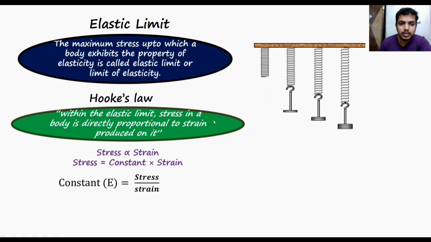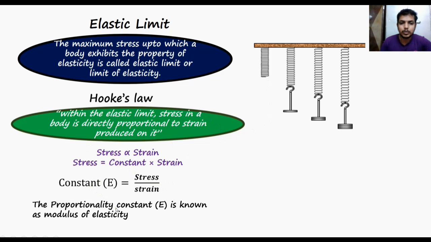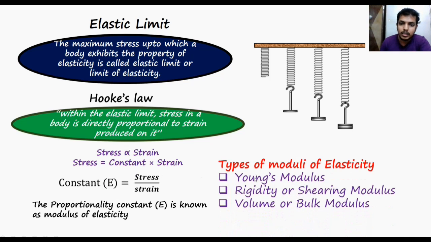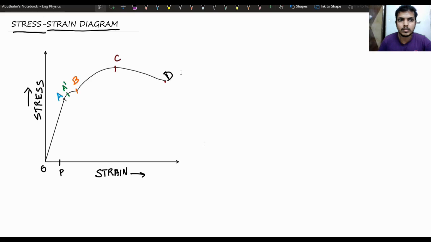This proportionality constant is the modulus of elasticity. We name this modulus Young's modulus, rigidity or shearing modulus, and volume or bulk modulus. This way we have an idea what stress means and what strain means. For that we have a diagram example.